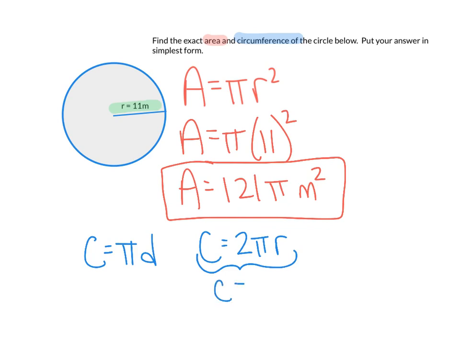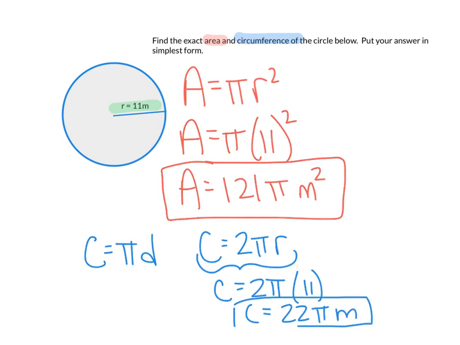We're going to say circumference equals 2 times pi times our radius, which in this case is 11. So our circumference is going to equal 22 pi meters. That is our exact circumference, 22 pi meters. We found both the area and circumference. You'll notice our area is in square meters. Our circumference is the distance around the outside, so it's just in meters, not in square meters.